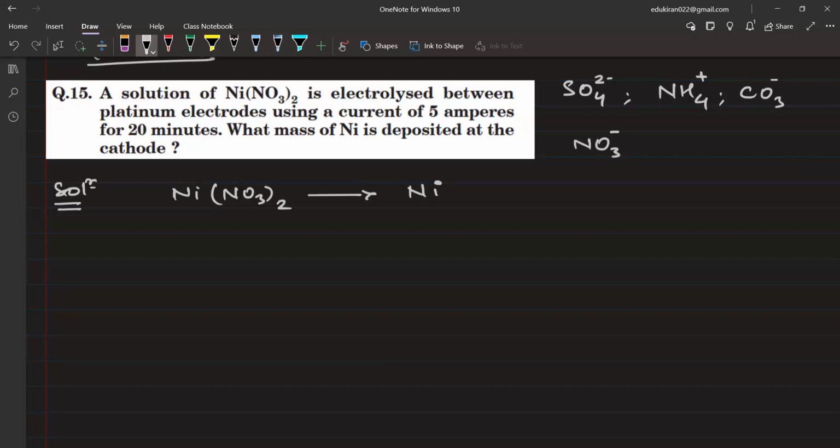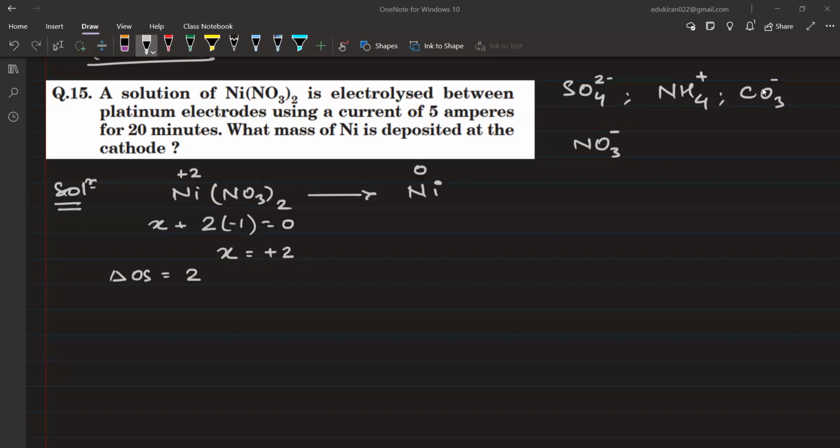So what will be the oxidation state here? What will nickel become? X plus 2 into minus 1 is equal to 0. So X will be equal to plus 2. And here X is equal to 0. So the change in oxidation state is equal to 2. Okay, you now know the change in oxidation state.